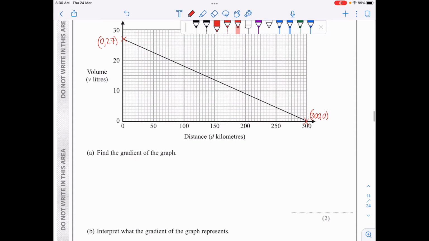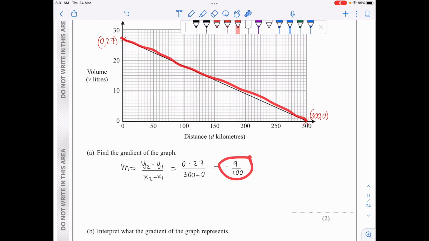We know that the gradient of a straight line passing through 2 points with coordinates (x1, y1) and (x2, y2) respectively is given by y2 minus y1 over x2 minus x1, which in our case is 0 minus 27 over 300 minus 0, which is minus 9 over 100. We saw that the line was going downhill, so it's expected to get a negative gradient here.